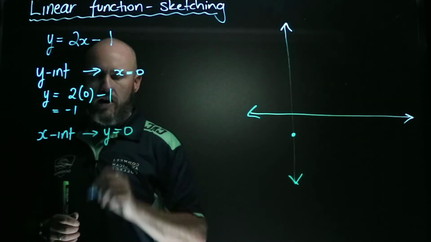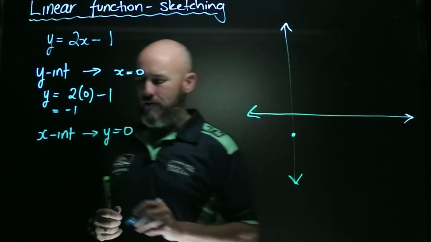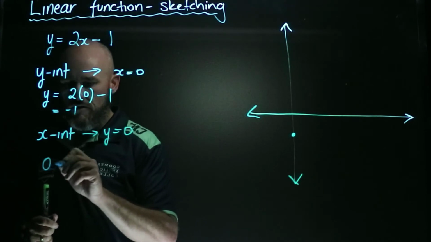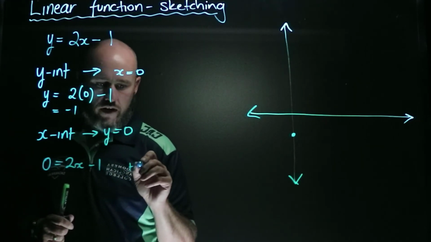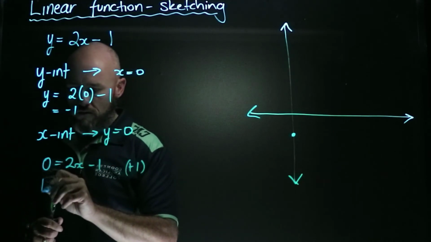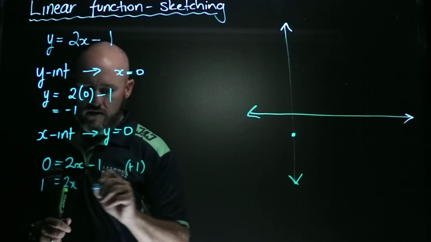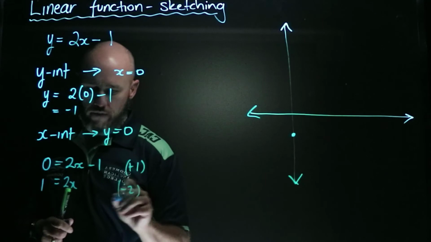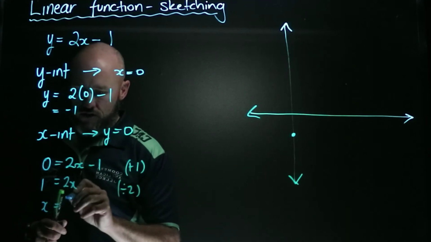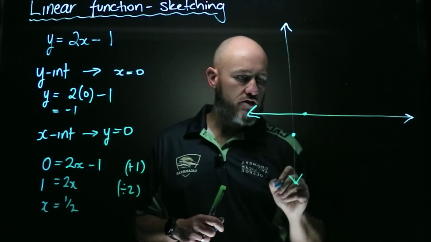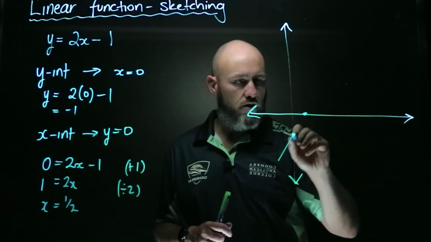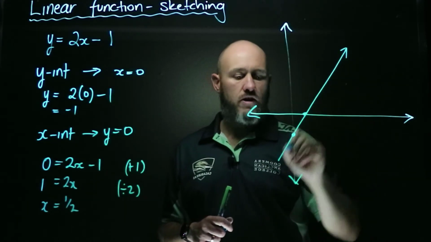And this one's often a little bit trickier because of the way we set up our linear functions. But we get this, 0 is equal to 2x minus 1. We have to solve an equation now. 1 equals 2x. We divide by 2, and we get x is equal to a half. So there's our x-intercept, and then we connect those to produce our straight line graph.